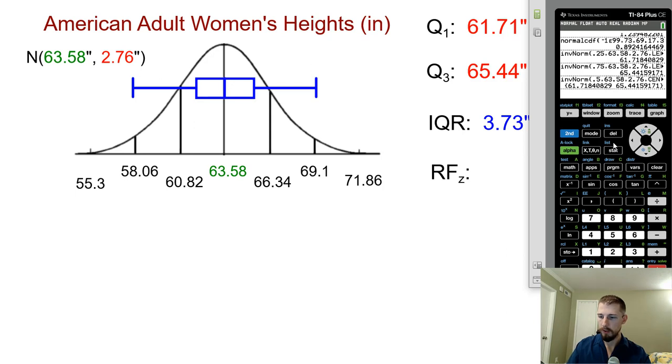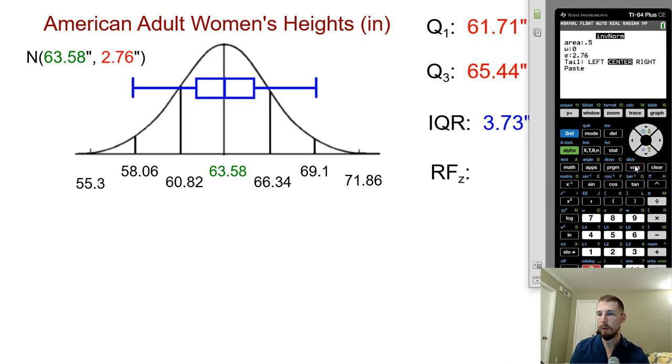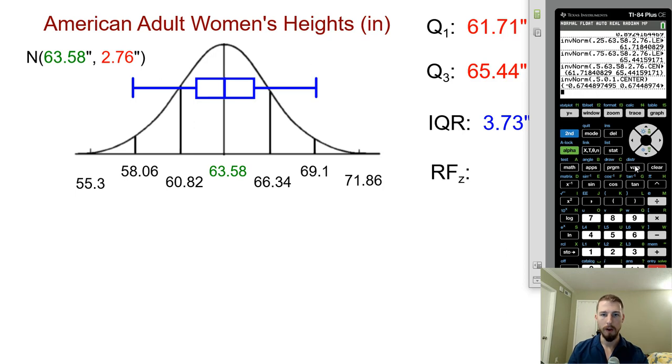So what I'm going to do is go into second variables, inverse normal. I'm going to calculate the middle 50%, but this time I'm going to use z-scores, so I'm going to center it at 0 with standard deviation of 1, and then hit paste, and that's going to give me my left and my right z-score for the first quartile and the third quartile, which is going to be about 0.674. So to find the interquartile range, I'm actually going to subtract those two, or just double one of the sides because it's the exact same thing.